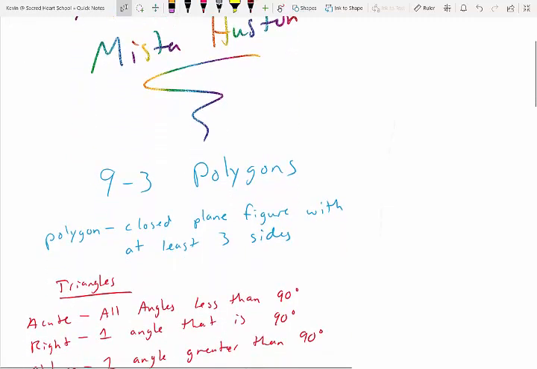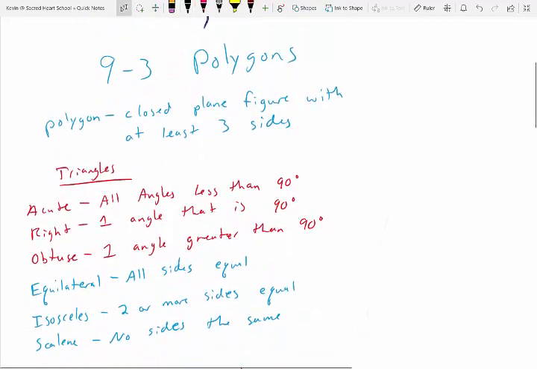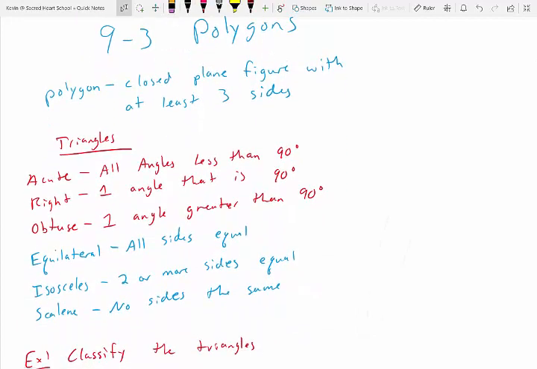Today we're going to do section 9-3, polygons. A polygon is a closed plane figure with at least 3 sides. A 3-sided polygon is called a triangle. We're going to learn 3 different ways to classify them.